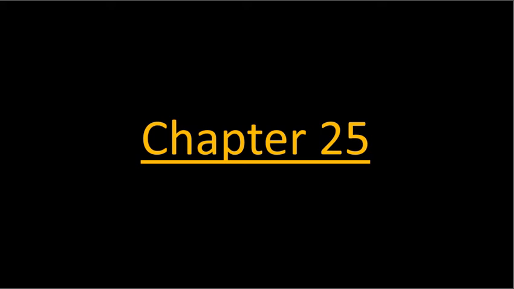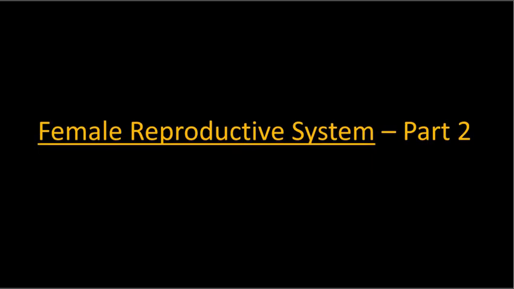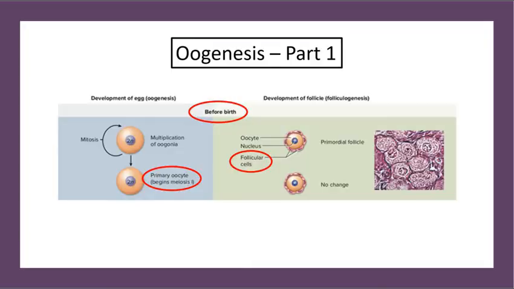Hello and welcome back to chapter 25. We are talking about the female reproductive system and we are on the second part. Last time we talked about the first part of oogenesis, the formation of the ovum. And remember that part happens before birth.